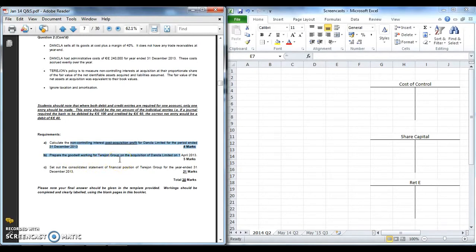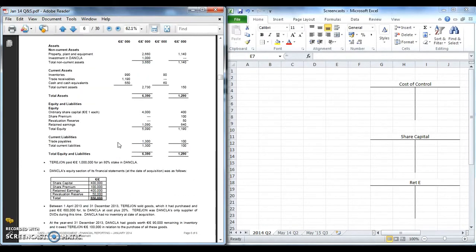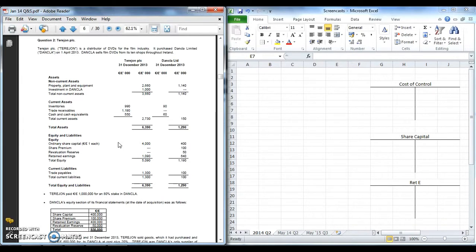So again, make sure, stop the screencast now, go back and have a read through the question and make sure you're comfortable with what the information is there, because we're going to start into the question then. So the first part is calculate the non-controlling interest post-acquisition profit. So not the pre-acquisition, we'll be doing that in the goodwill working, but you want to figure out what's the post-acquisition profit. And essentially there's 2 real methods of going about this.